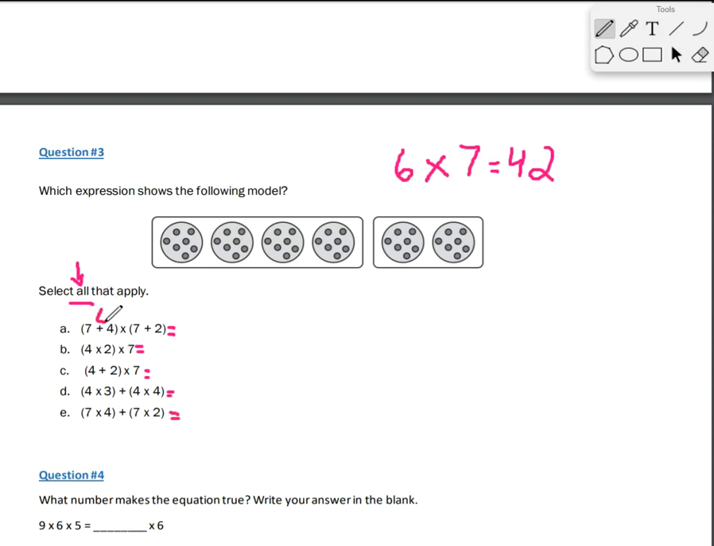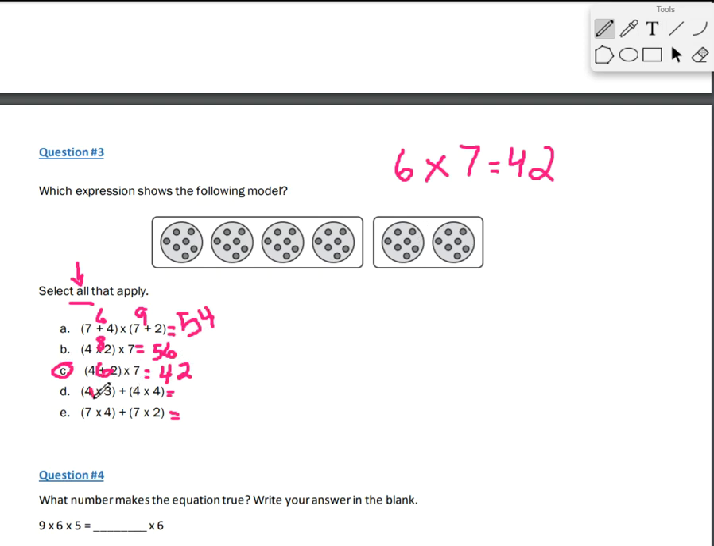All right, 7 plus 2, which is 9. 6 times 9 is 54. All right, not A. 4 times 2 is 8. 8 times 7 is 56. Well, that was a letdown. 4 plus 2 is 6. 6 times 7, hey! That is our problem, but it's been flip-flopped around. 42, so C is an answer.